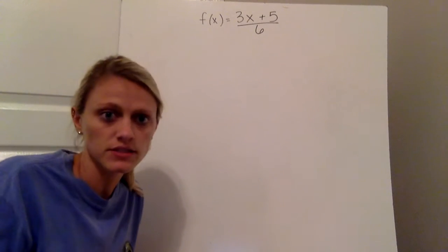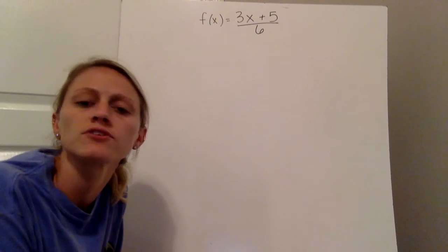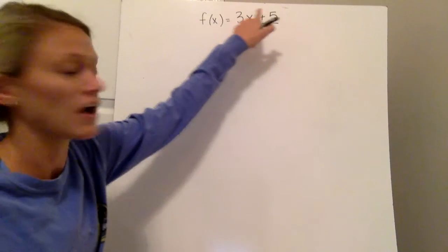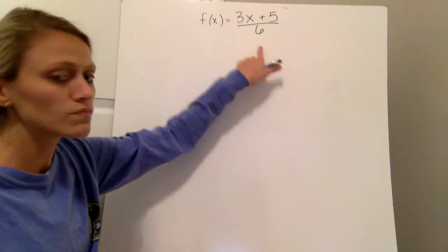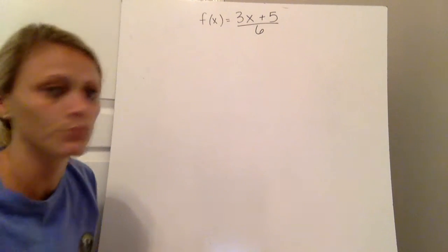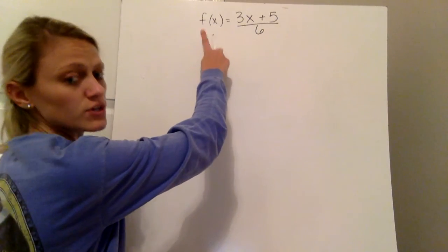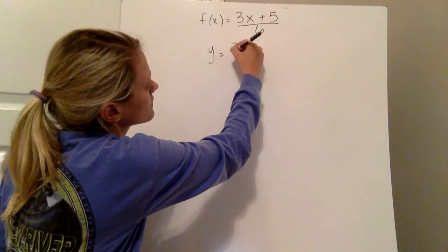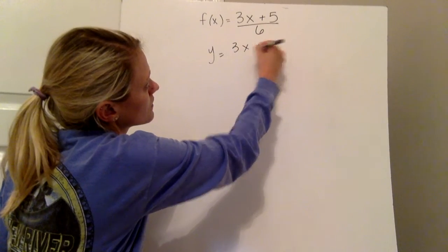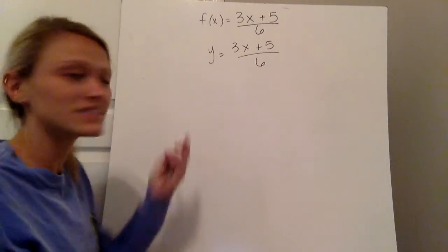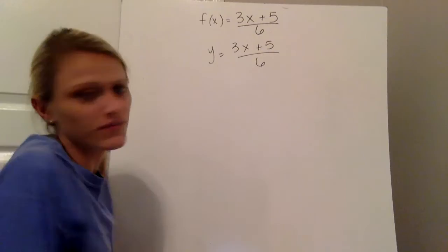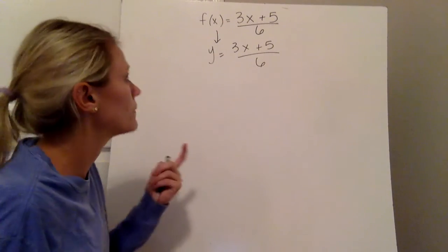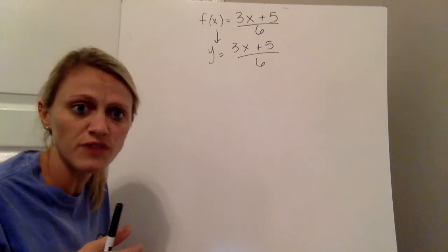So we started with the second example on your linear inverses paper, and now we're looking at the first example. f of x equals 3x plus 5 divided by 6. Remember, the first thing you can do here is replace f of x with y. All I did was turn the f of x into a y. Now remember, for our inverses, we've got to flip-flop the x and the y.